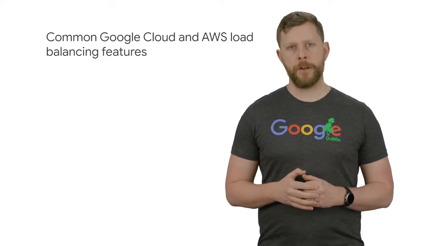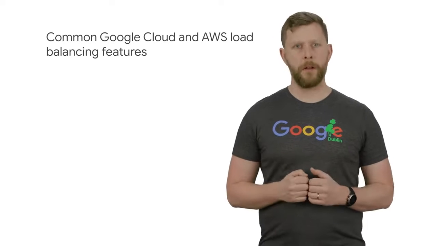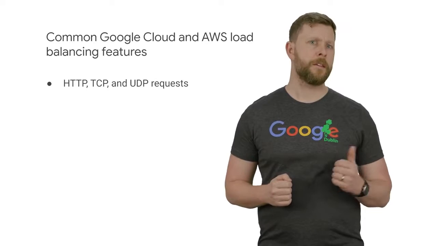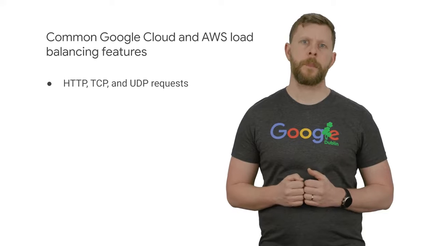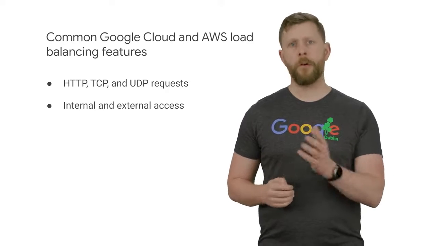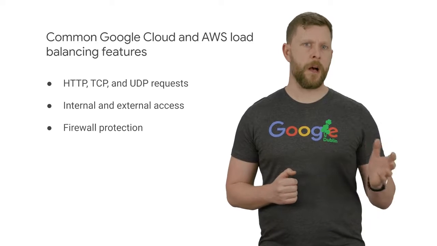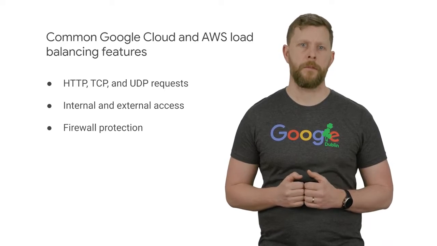There are several common features between Google and Amazon when comparing load balancing. Requests can be either in HTTP, TCP, or UDP. Requests can come from the internet or from internal resources. The load balancers can be positioned behind a firewall to limit client access. Both support health checks and session affinity.